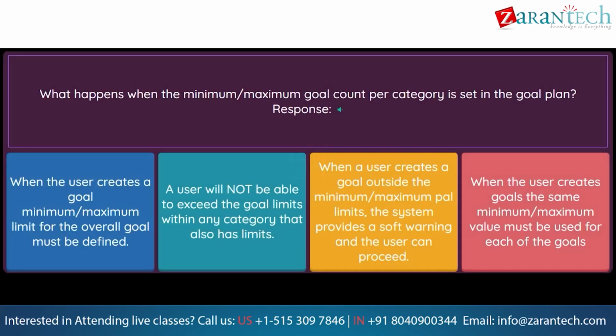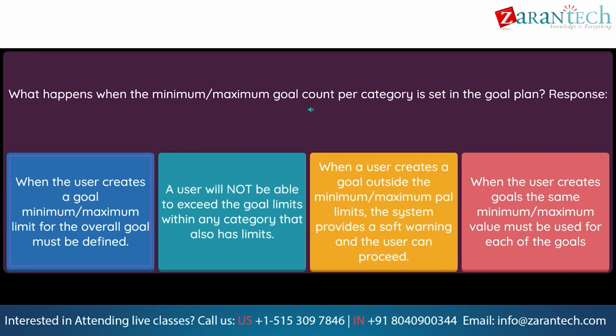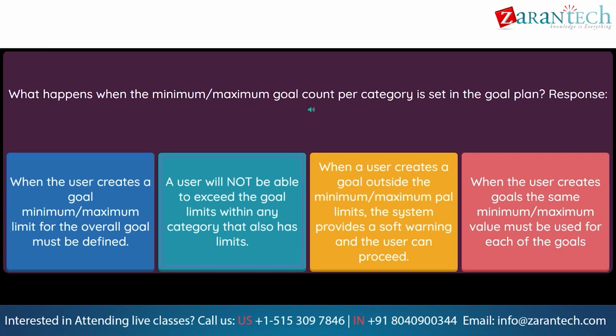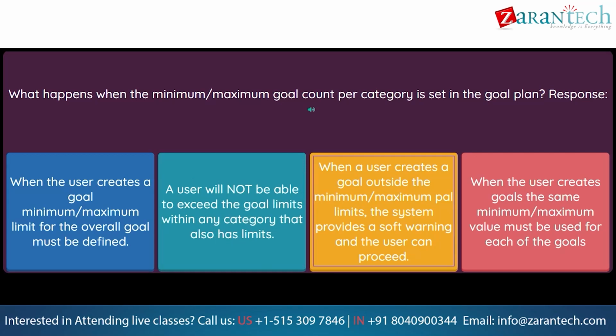Question: what happens when the minimum/maximum goal count per category is set in the goal plan? Response: Option 1, when the user creates a goal, minimum/maximum limit for the overall goal must be defined. Option 2, a user will not be able to exceed the goal limits within any category that also has limits. Option 3, when a user creates a goal outside the minimum/maximum PAL limits, the system provides a soft warning and the user can proceed. Option 4, when the user creates goals, the same minimum/maximum value must be used for each of the goals.